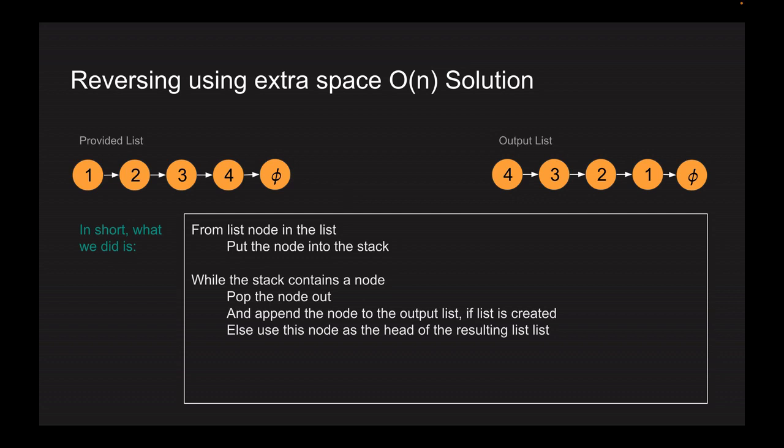And once we have taken the node out, we pop the node out and append it to the output list if the list is created. Else, if the list is not created, the popped out node would act as the head of the new linked list. The new linked list means the reversed linked list. Do mention this 5 is nothing but null, which is an indication of the end of the linked list. And once it is reached, then we can conclude that the list is iterated. And same goes over here.